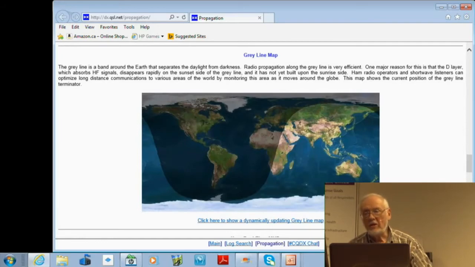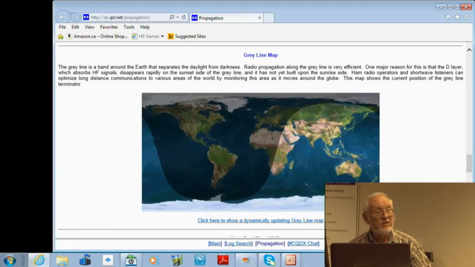The D-layer ionization has pretty much gone away, which is good. Absorption is going down rapidly, if not gone. But the E and F layers are still quite highly ionized. And that occurs all along this perimeter. Which means if you happen to be on this perimeter, let's just say Vancouver was here, you would find you probably got a really good path into this part of the world, the Middle East. And that's what you would be listening for.